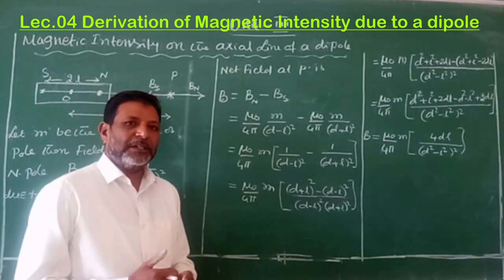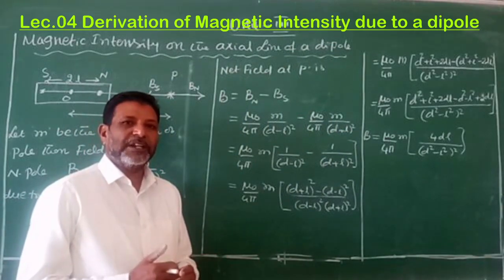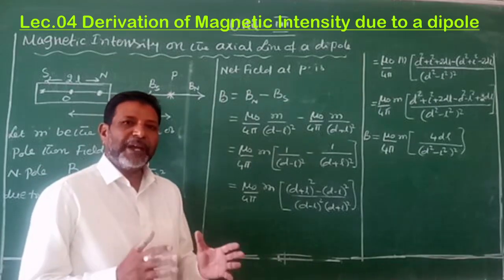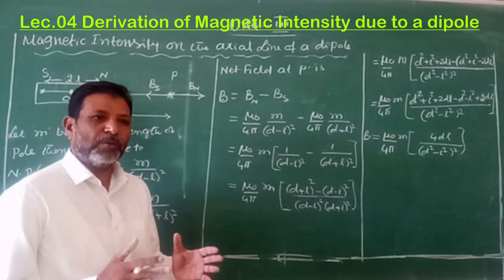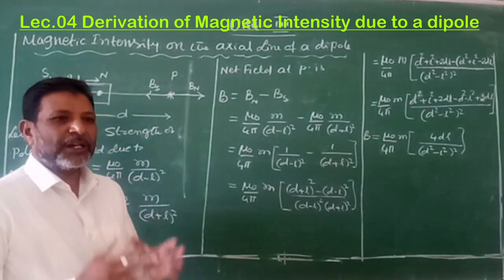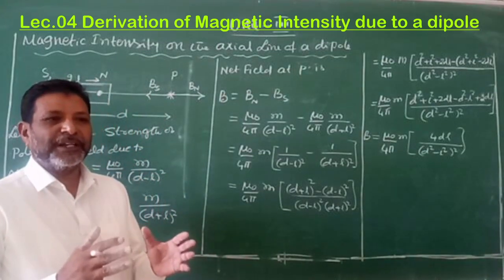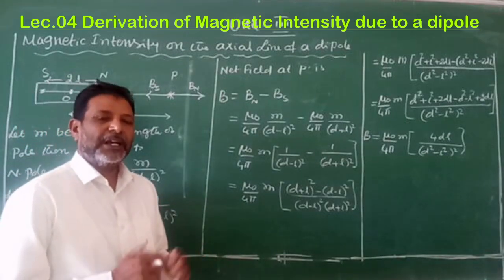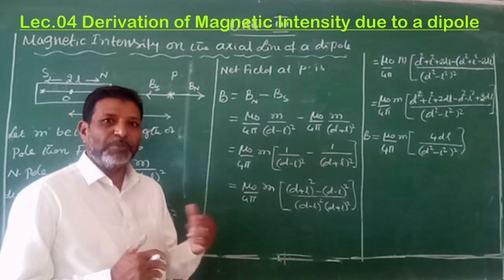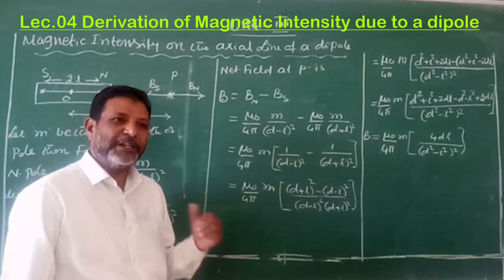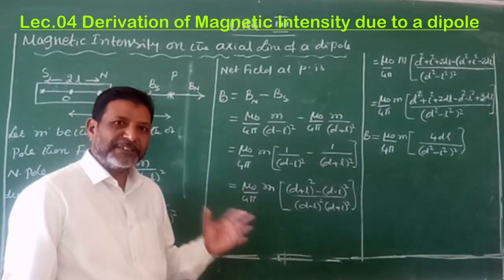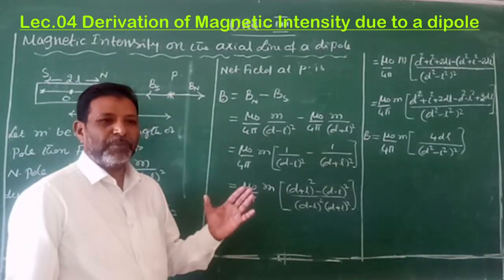In the last lecture, we discussed the magnetic properties. Every magnet has its own properties. What are the important properties a magnet exhibits? Those we discussed in detail in the last class, like the magnetic dipole moment. Next is the magnetic field, magnetic intensity, and magnetic potential.